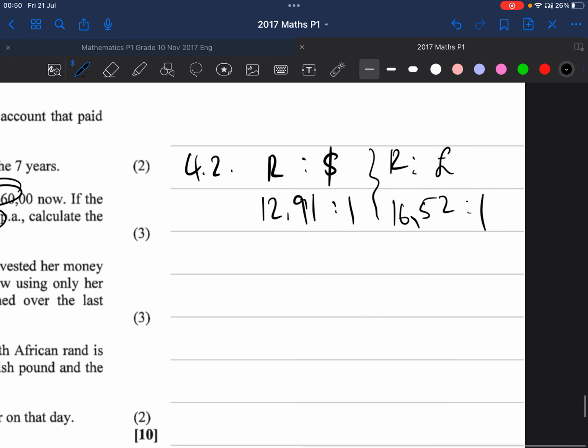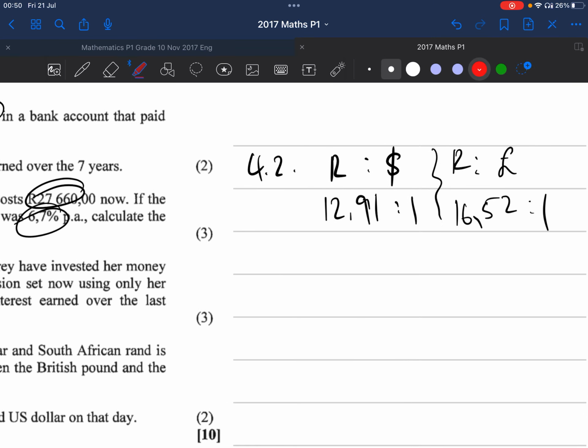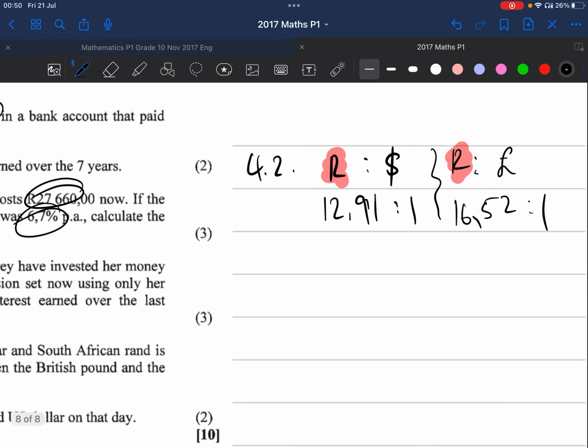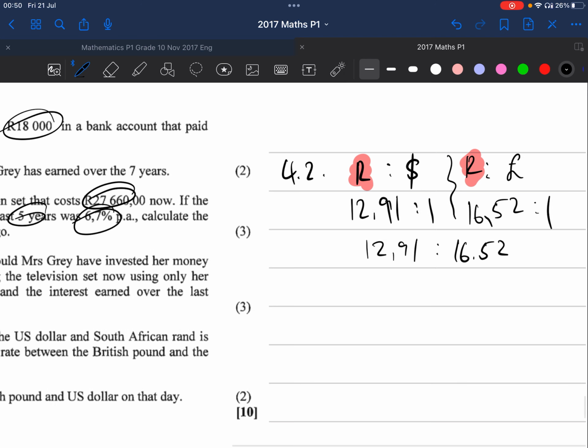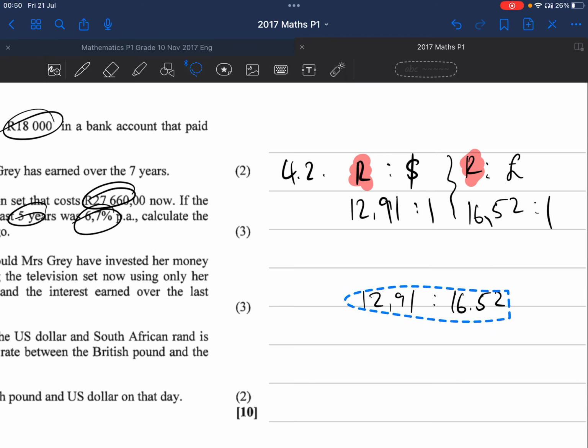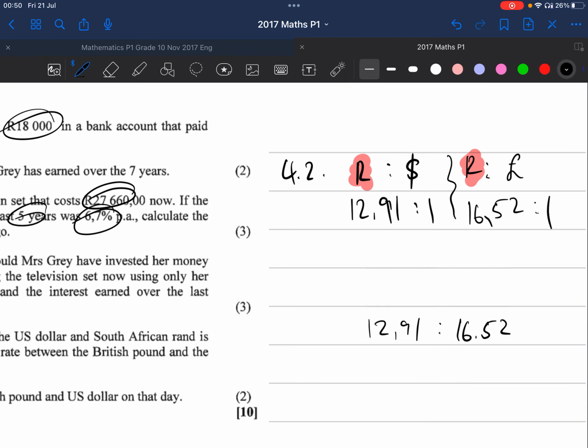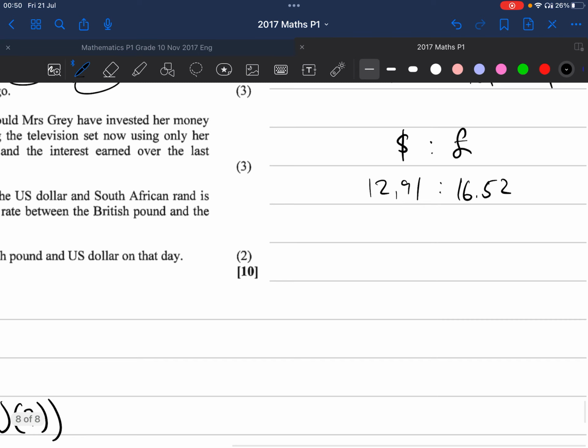So if you look at this here, since these are the same, we can just get rid of it. Now I can bring the other two together and say 12.91 is to 16.52. And what is that? Think about it. We got rid of the rand there, so it'll be dollar to the pound. So that's our answer there.